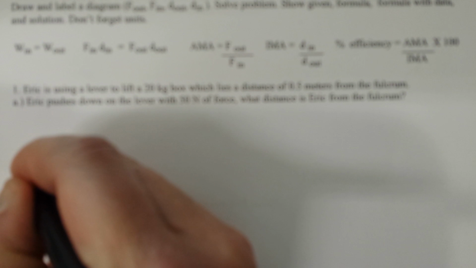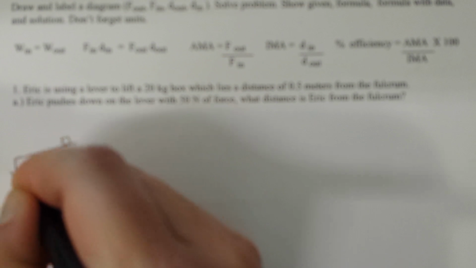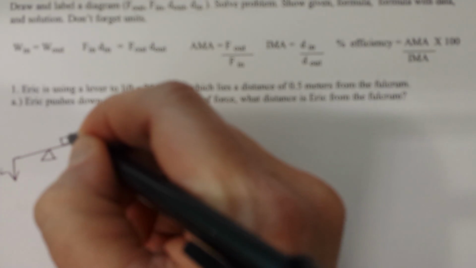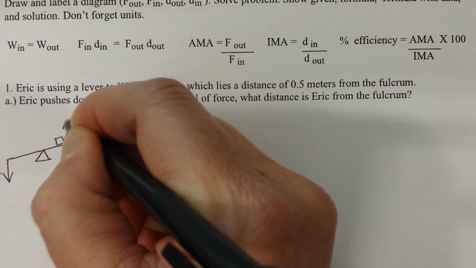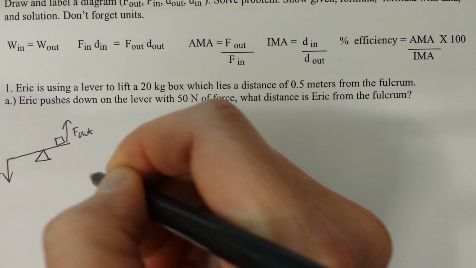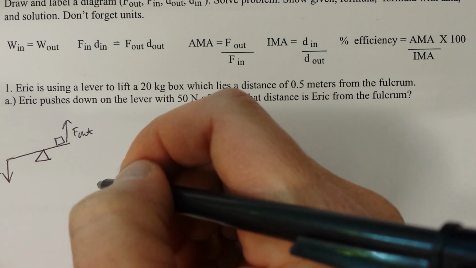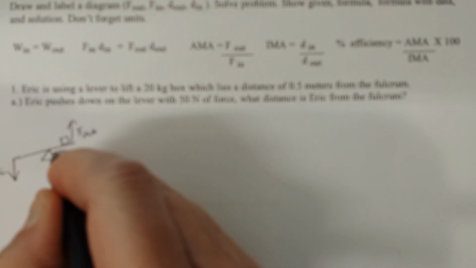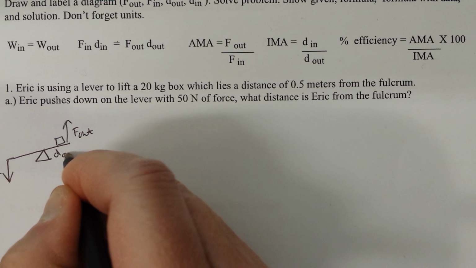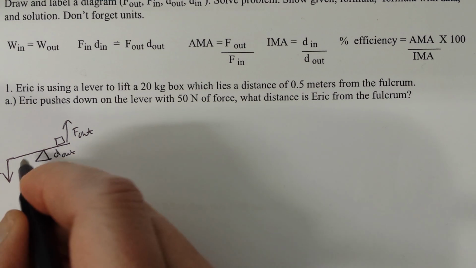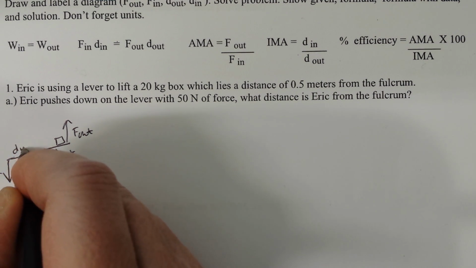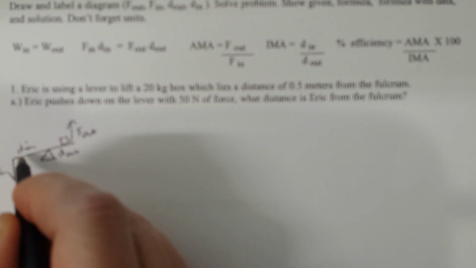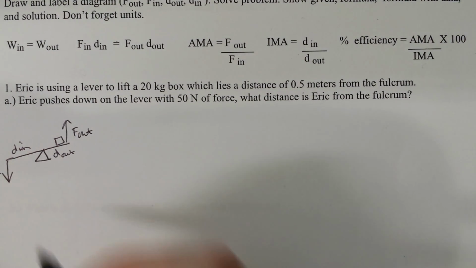So there's a force in, that's how hard he pushed on the lever, and there's a force out. That is going to be equal to the weight of the box. And there's the D out, which is the distance of the box from the fulcrum, and there's the D in, that's the distance Eric is from the fulcrum.